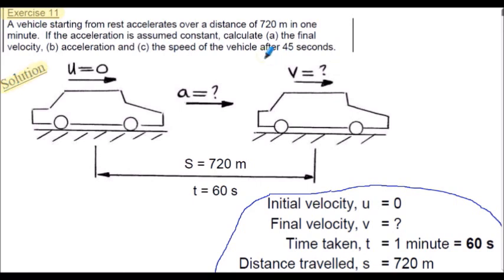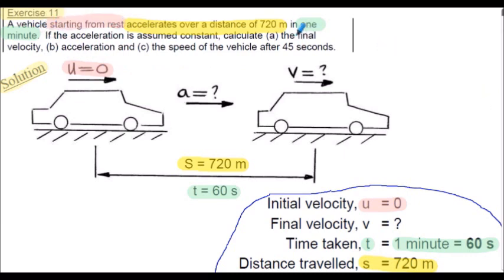Extracting the information from the question, the acceleration occurs over a distance of 720 metres. So S is 720 metres in our diagram here. The time duration is 1 minute, so T is going to be 60 seconds. And we know the initial velocity, symbol U, will be 0 because the vehicle starts from rest.